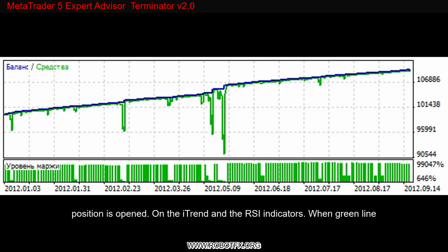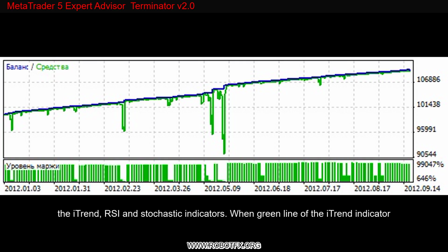If the support level is crossed downwards, a sell position is opened. On the I trend and the RSI indicators, when the green line of the I trend is higher than the red line and rises, and RSI rises, then a buy opens. When the green line of the I trend is lower than the red line and falls, and RSI falls, then a sell opens.